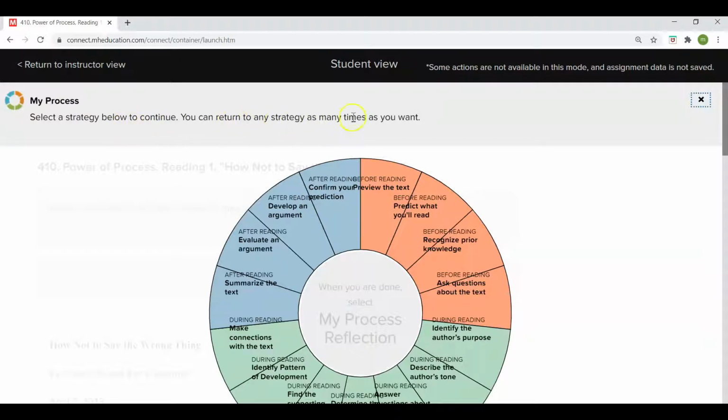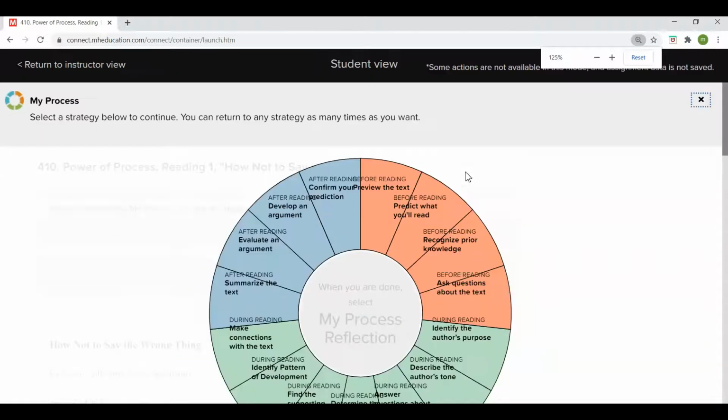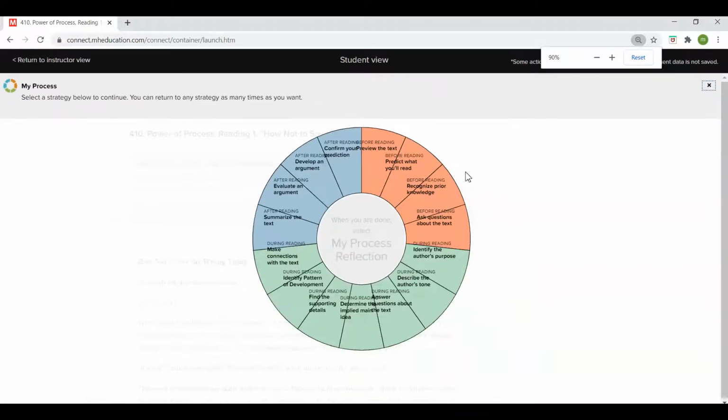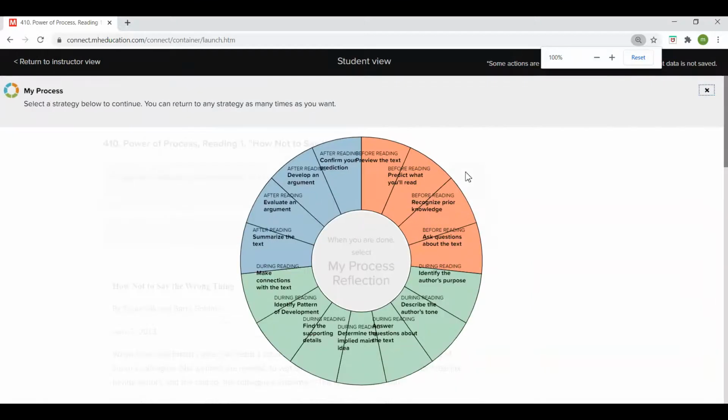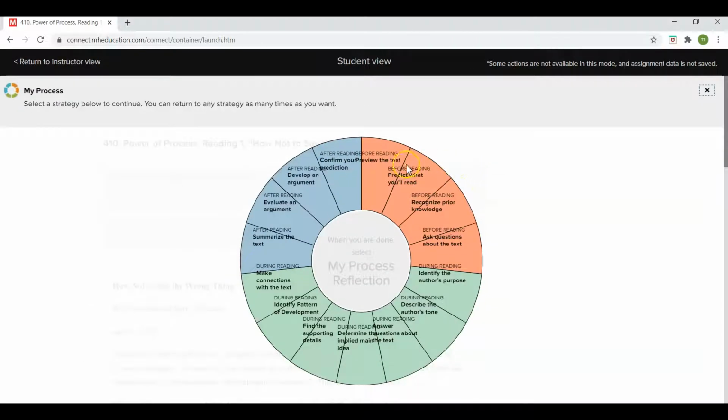You can return to any strategy as many times as you want, and technically in whatever order you want. But I am recommending that you start with, as it said in the previous instruction, before reading, preview the text. Now, I use Control plus and Control minus on my keyboard to zoom in and out. I'm trying to see if by zooming in and out, it'll be less crunchy, because you see words are running into each other. But it seems like it's hard to fix that. But you can still see it.